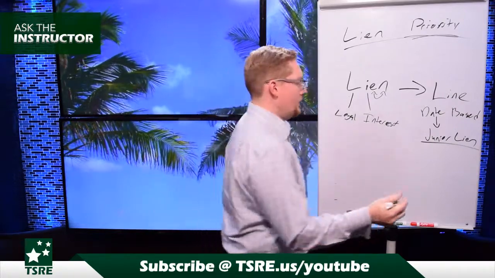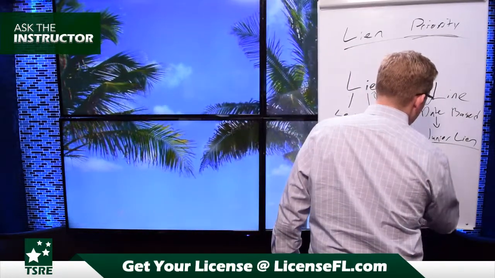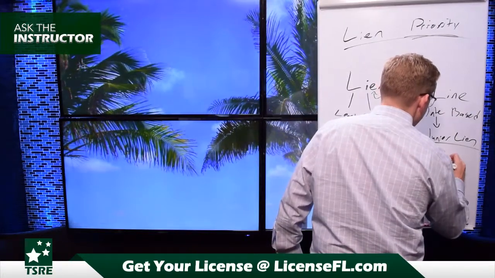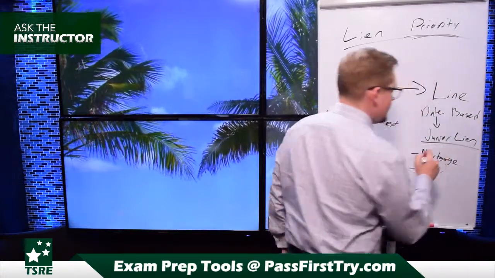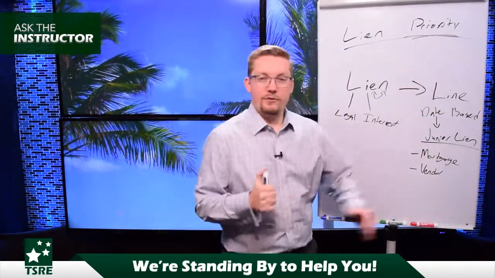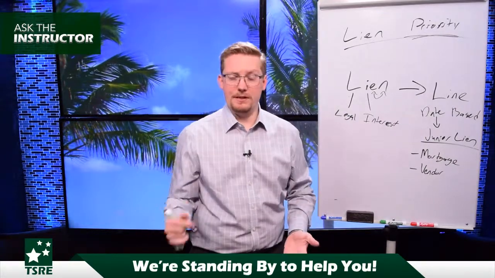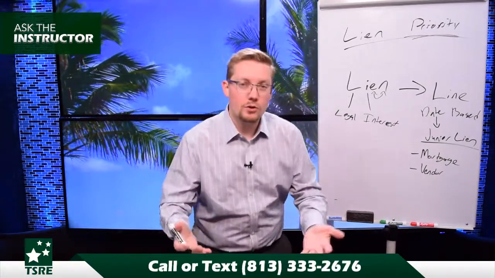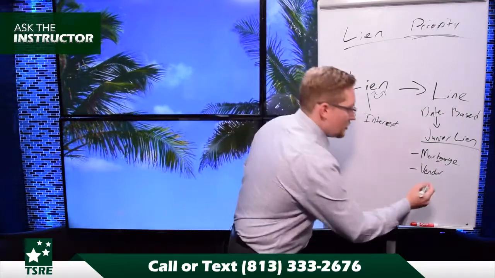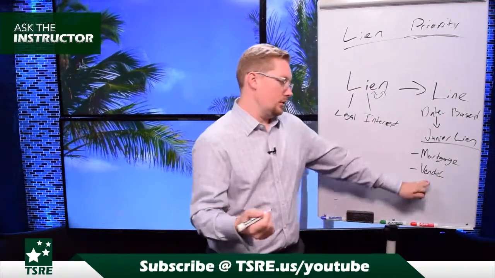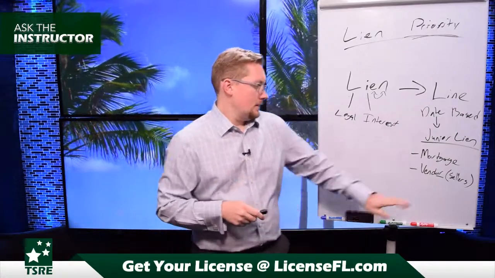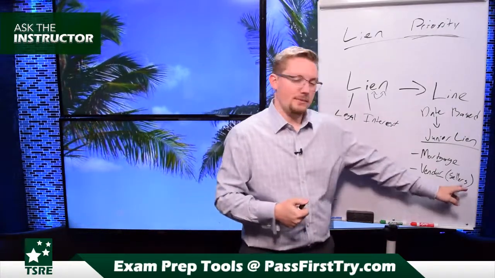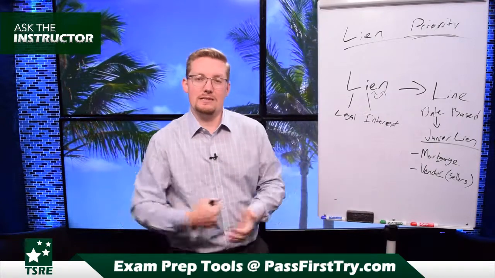Some examples of junior liens include a mortgage. That's probably the most common junior lien. We have vendor's liens. This term vendor is somebody who sells something. And if we're talking about a property, what's being sold is the property. And our vendor is the giver of what's being sold. So this is basically a seller's lien. That's a big one that people all the time forget: what a vendor's lien is. That's a lien from the seller. The seller is the vendor of the property. They're the seller of the property.